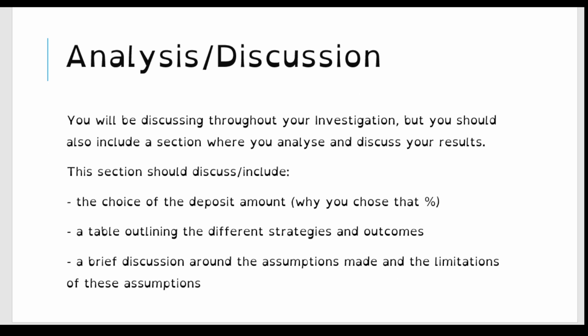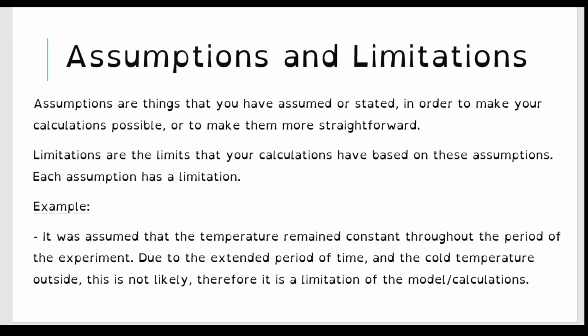When it comes to your analysis and discussion, your section should always include and discuss things like the choice of why you chose that percentage of the deposit. You should probably show, a lot of the higher grade ones show a table which again summarizes the different strategies and what you found from it. So when you change the PMT, what was the change in the N value, things like that. And again, assumptions and limitations. Assumptions are things that you have assumed or stated in order to make your calculations possible or to make them more straightforward.